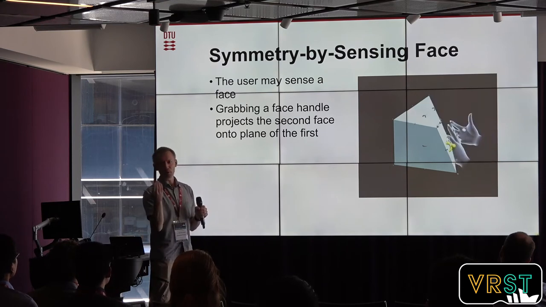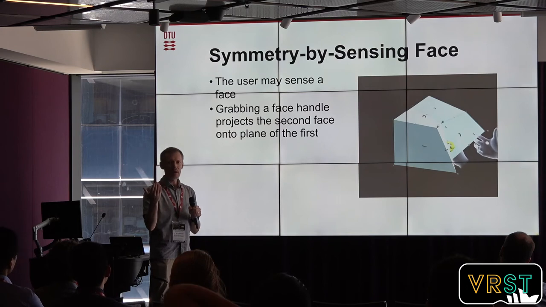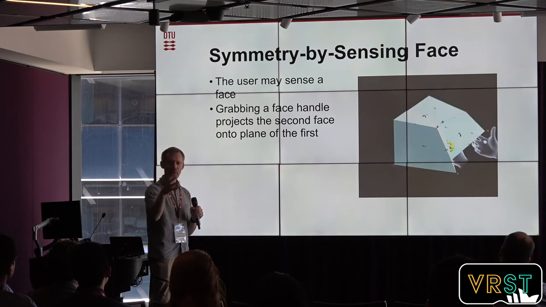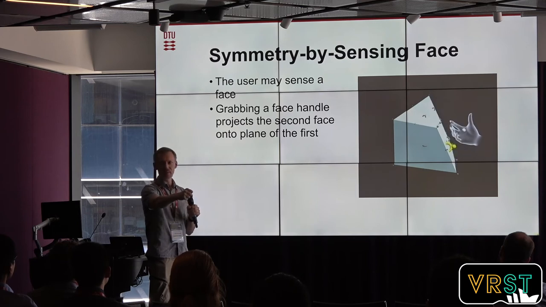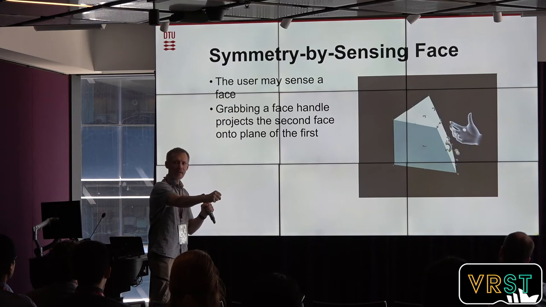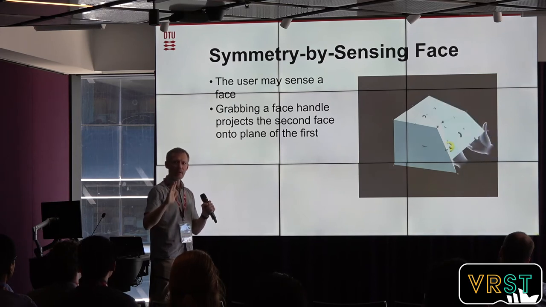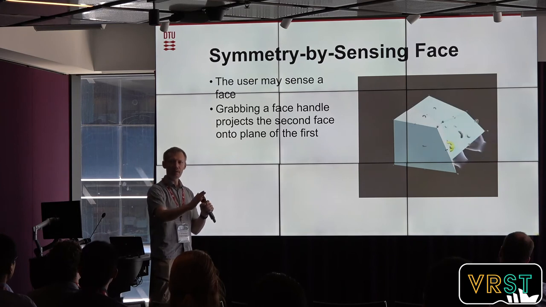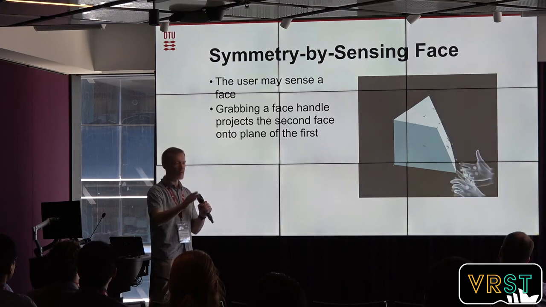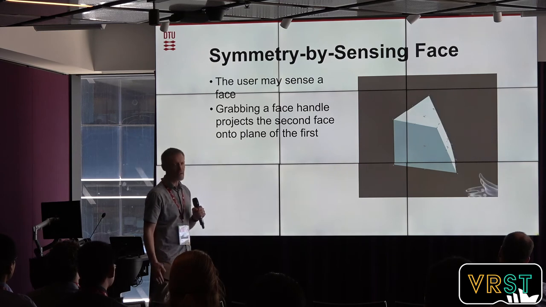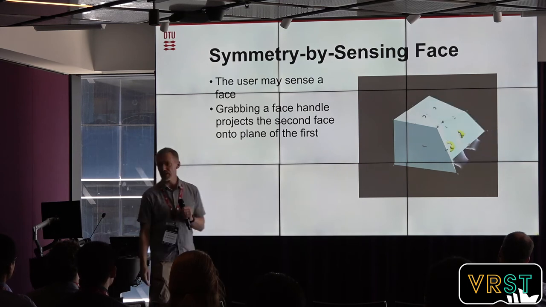Of course, this is an Oculus Touch controller, right? So there's a grip button, and when you touch the grip button, you close the handle. And that's how you basically grab a handle. I didn't say that before. So basically, if you touch one handle just to sense it, and then grab another handle, then it will snap the second face you grab to the plane of the face that you're sensing with the other hand. That's what you're seeing here. So in this way, you can make faces that lie in the same plane quite easily.